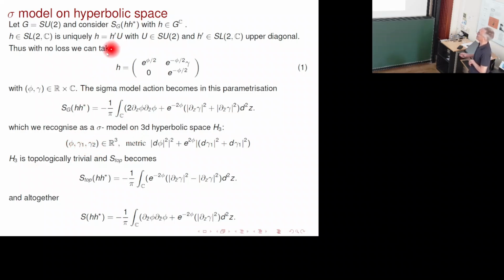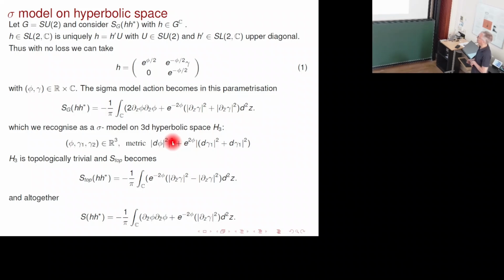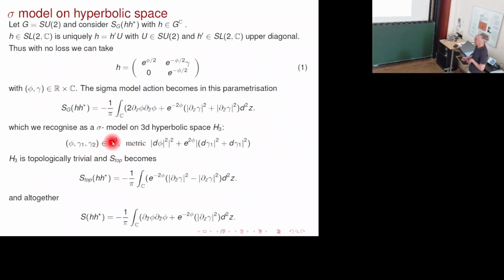Let me write the complex gamma in terms of real and imaginary parts, so gamma 1 and gamma 2 are real numbers. Three-dimensional hyperbolic space is R3 with a metric. There is a mistake, there are too many squares here. The first variable is just the Euclidean metric, so this square shouldn't be here. And in the two other variables there is d gamma 1 squared and d gamma 2 squared, times e to the 2 phi. I think you get the idea. So that's hyperbolic space: it's R3 but with a particular metric. You take that and put it into the first lecture's formula for the sigma model, and you end up with this action.